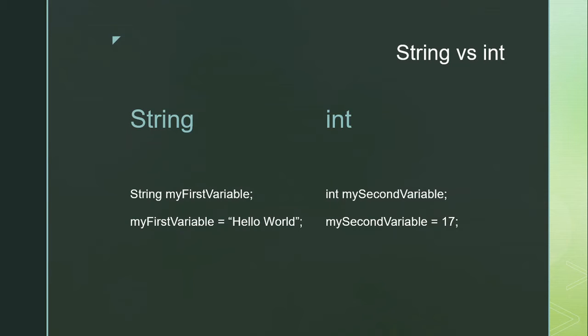Another difference you might notice is that the value you provide to an int variable does not have quotes, while the one you provide to a string does have quotes. Also, the value you provide to the int variable should strictly be an integer, not a decimal or a word.